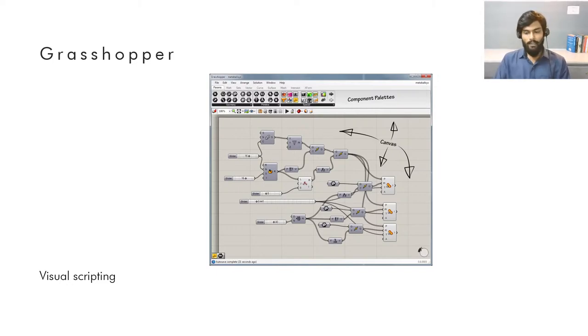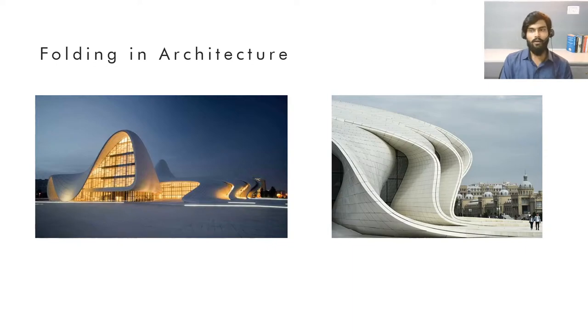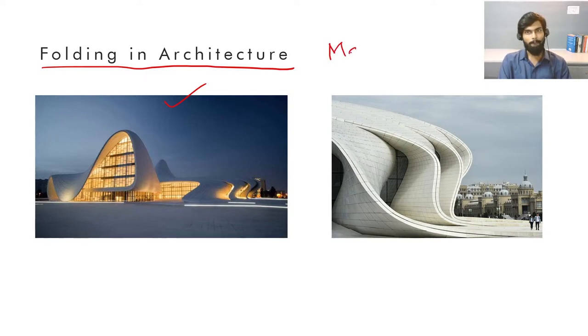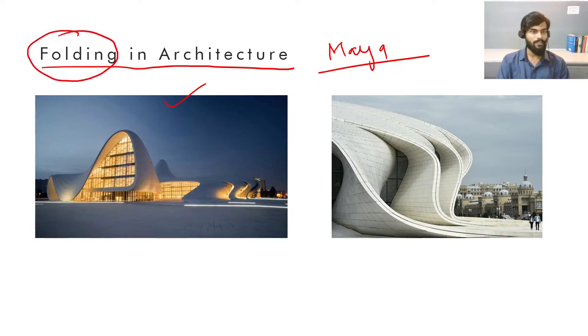So let me introduce where exactly parametric architecture came into play. This is a very iconic building by Zaha Hadid in Baku, Azerbaijan. The first stage of parametric architecture was folding. Folding in architecture came into existence after the introduction of software like Maya in 1995.